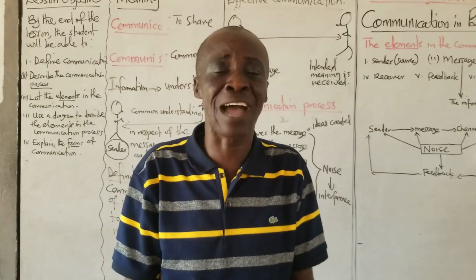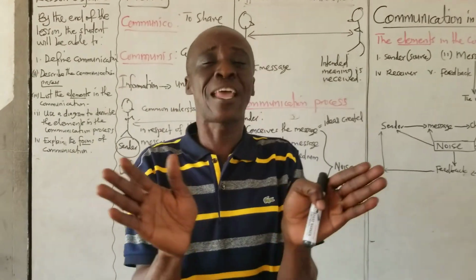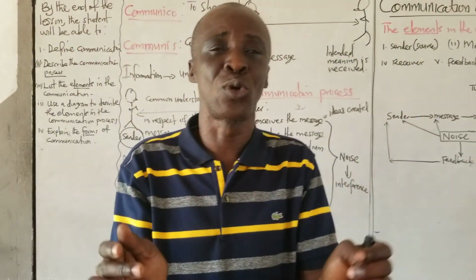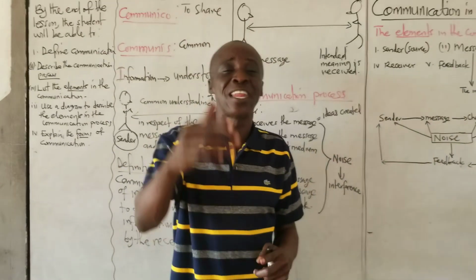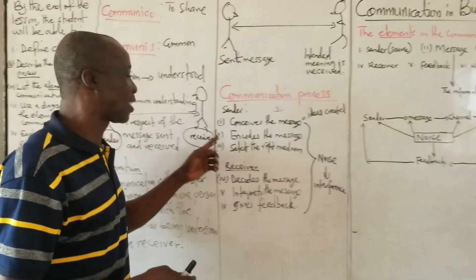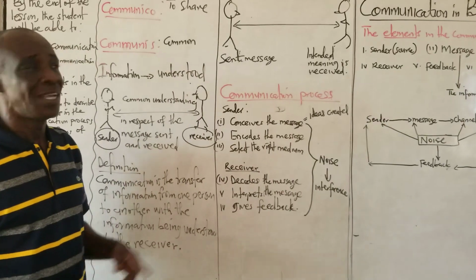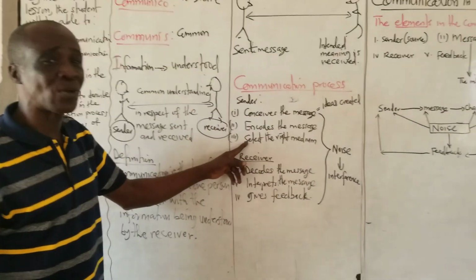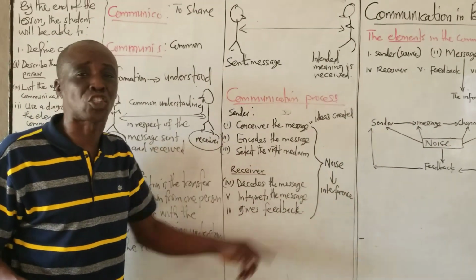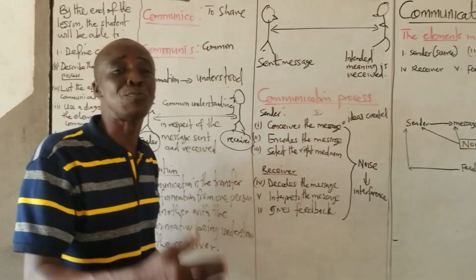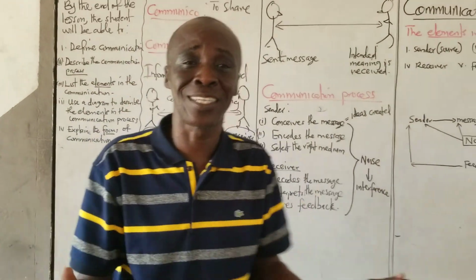So I have to know my audience, the person I'm sending the message to, and then I put it in the way they will understand. So when you create a message, you have to encode it. Then the sender will now select the right communication medium. By what means should the message be sent? That is the third one.